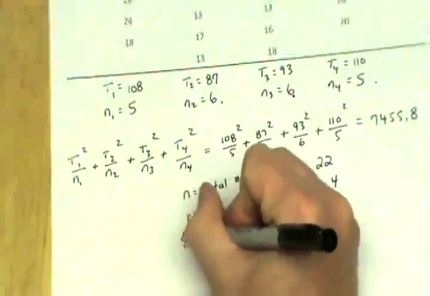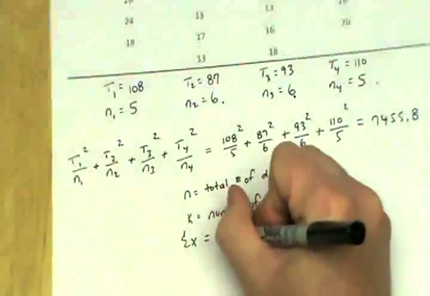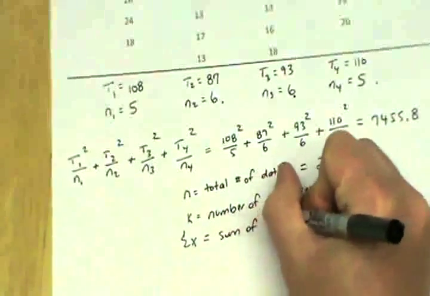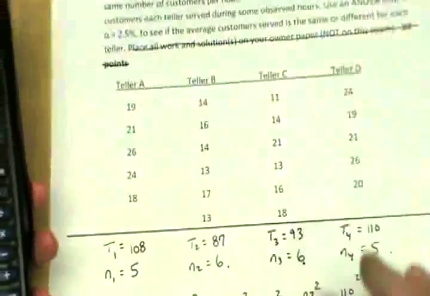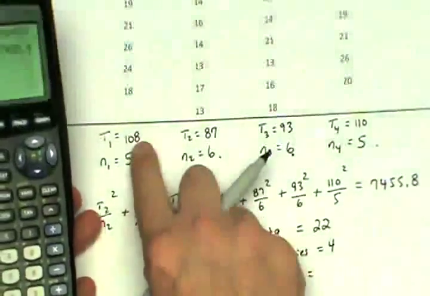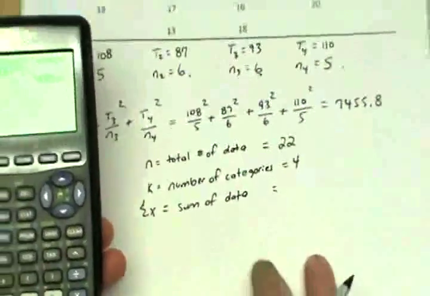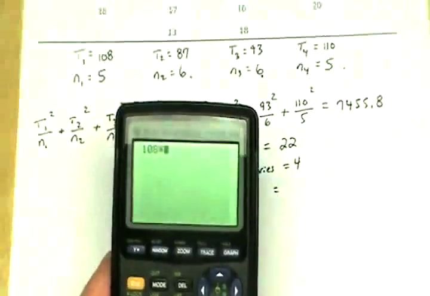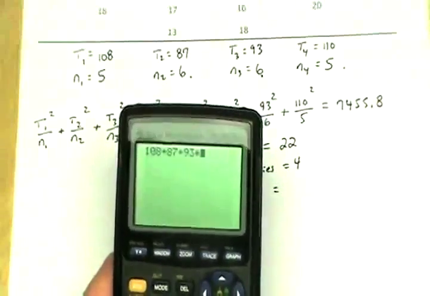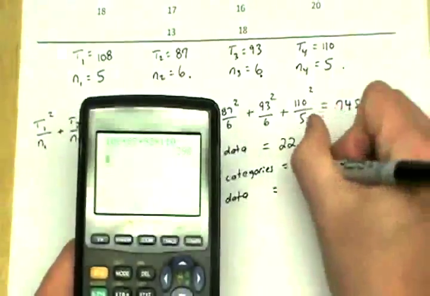We need to find the summation of X. This is the sum of the data. We could either add up all of the data up here, or we can make our lives easier, and since we have subtotals, we can just add up the subtotals. So if we take 108 and 87 and 93 and 110, we get back 398.